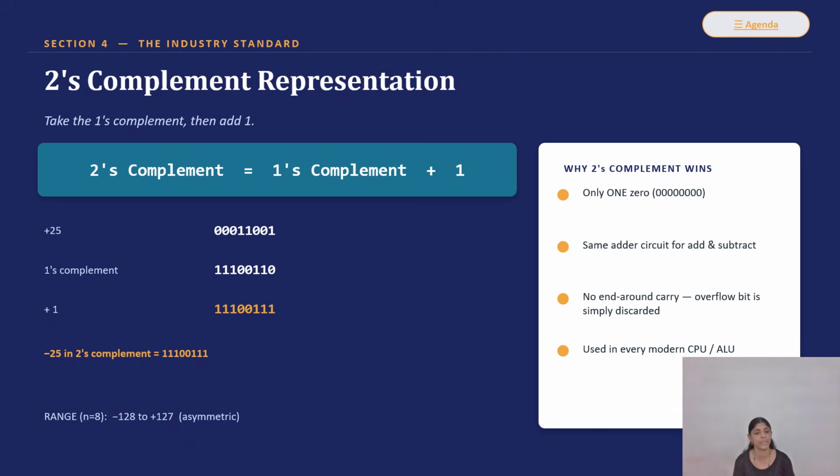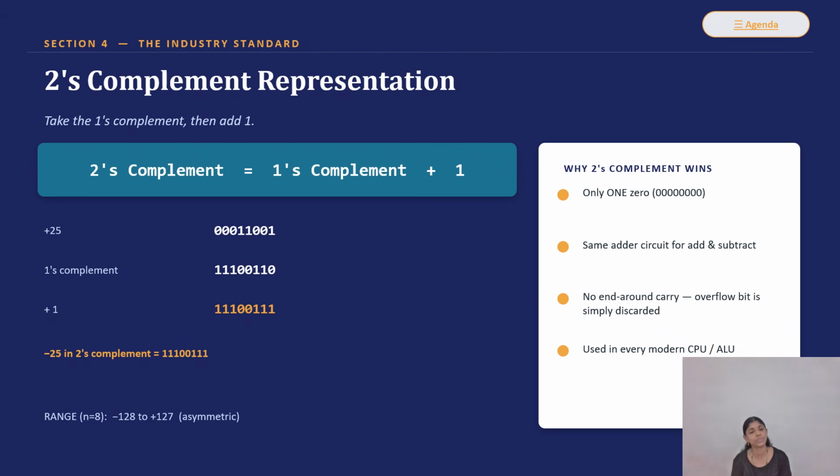Next you have to take the 1's complement. What is a 1's complement? 0 is inverted to 1 and 1 is inverted to 0. So the first 3 zeros will become 3 ones. The next set of 2 ones will become 2 zeros. The next set of 2 zeros become 2 ones and the last one will become 0. So you did the 1's complement.